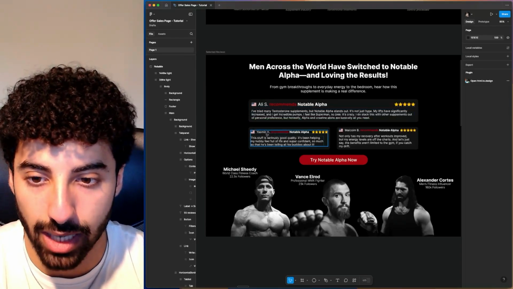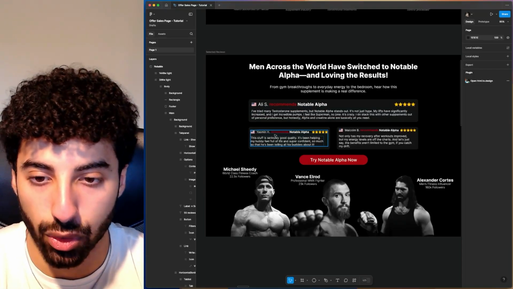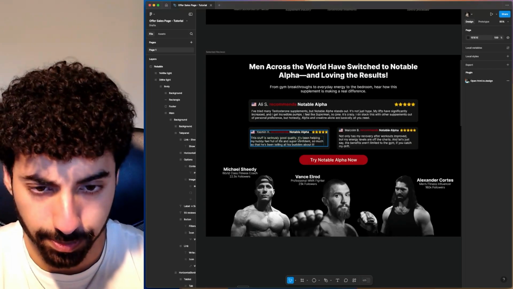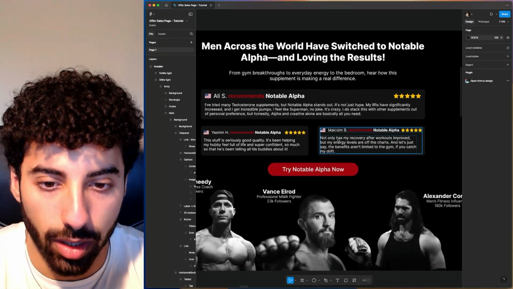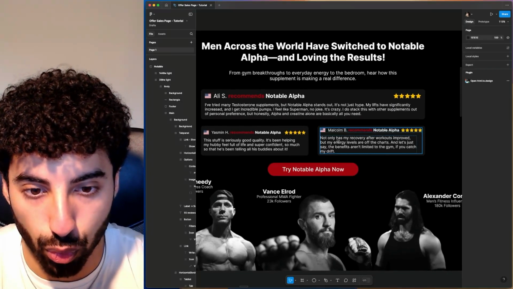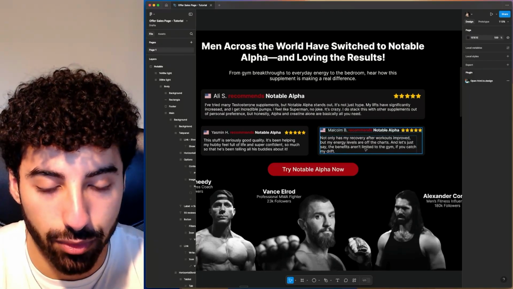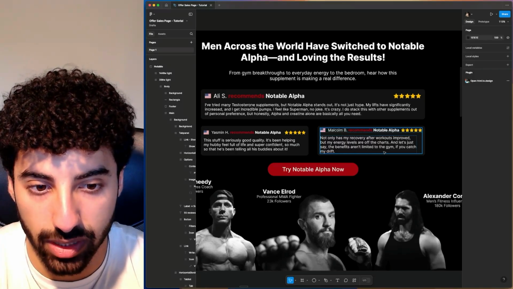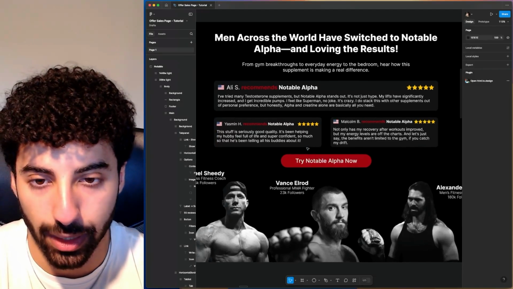So the first one from Ali, the second one from Yasmin, mentioning the woman angle, getting a product for her man. And then another angle here from Malcolm, mentioning again the recovery for workouts and energy levels, and then mentioning the bedroom angle again with the last sentence here, which is the benefits are not limited to the gym, if you catch my drift, which is also a funny angle to kind of sell that.